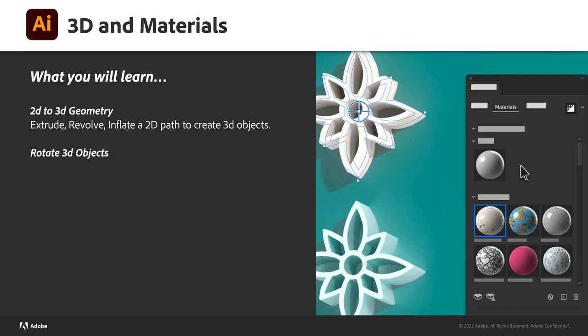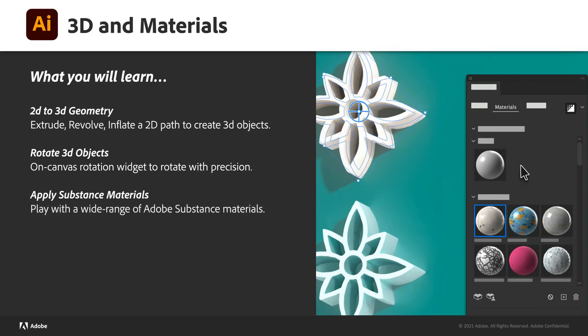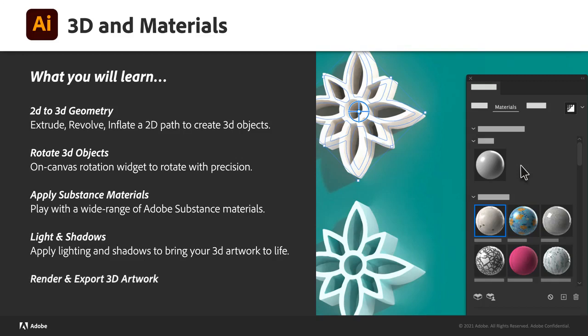Rotate 3D objects with ease with the on-canvas rotation widget to rotate with real precision. Apply substance materials and play with a wide range of these materials that are procedural. Explore light and shadows in 3D and bring your artworks to life with the interplay of these elements. And finally, render and export 3D artwork.